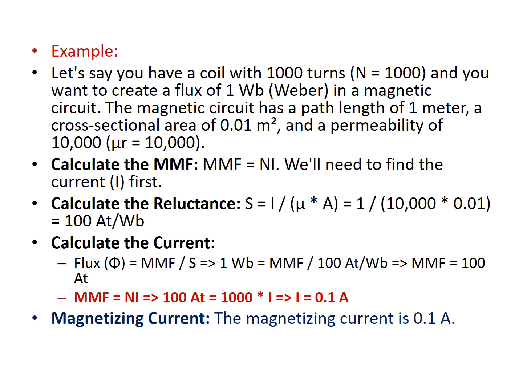Therefore we have 100 ampere turns and according to that requirement, putting the value in the equation, we will get current I equal to 0.1 ampere. That is the magnetizing current. It means when you pass 0.1 ampere current through the magnetic circuit, you will create the required flux, because we have to create a flux of about 1 Weber in the magnetic circuit.